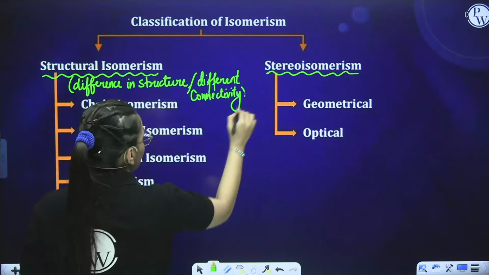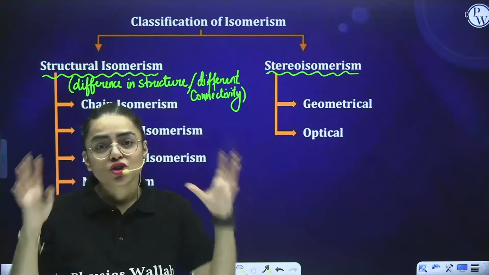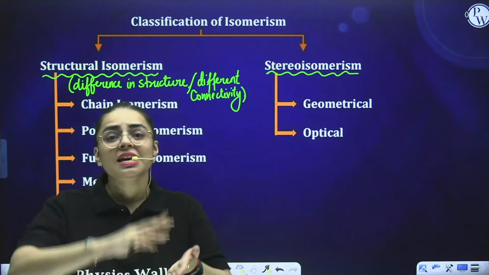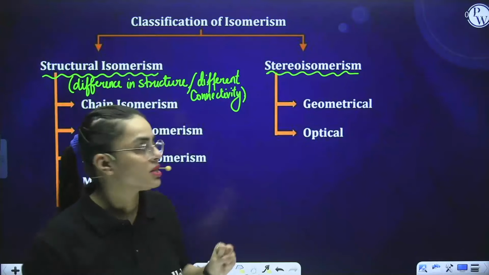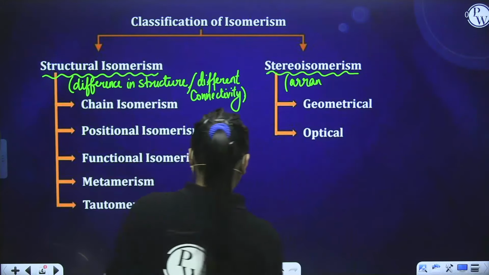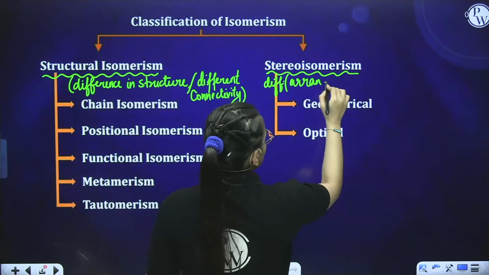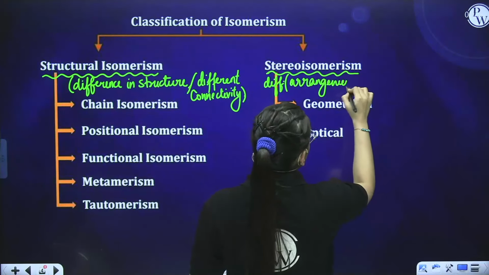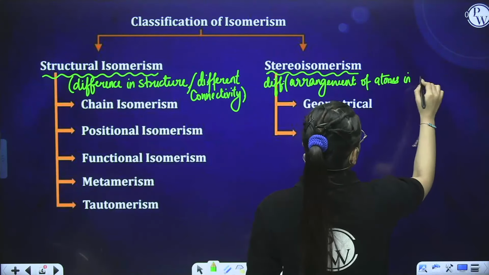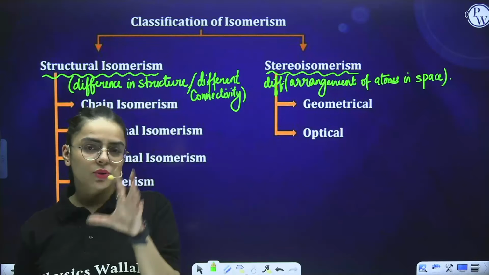Okay, now if I talk about stereoisomerism, I would say there is a different spatial arrangement of groups in space. Spatial arrangement refers to the atoms' arrangement in space. Spatial is space. So I would say different arrangement of atoms or groups in space. Basically, it is kind of a 3D, but we are going to explain it here.